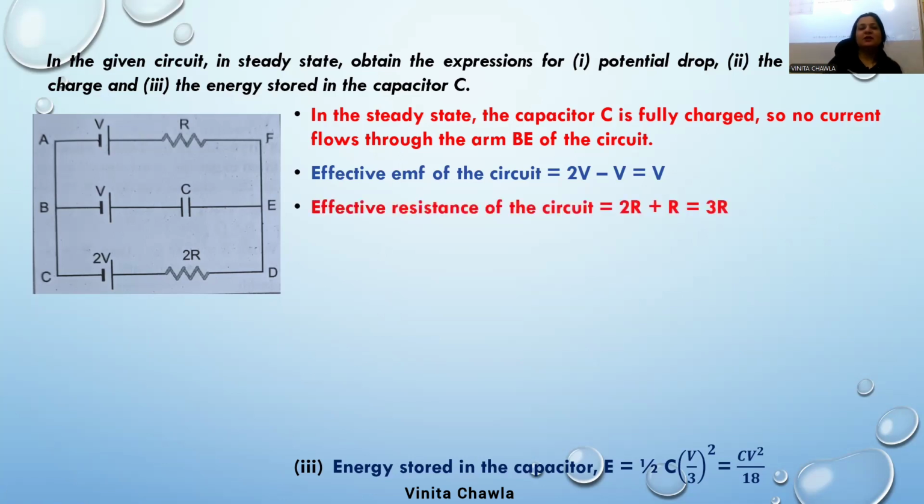Effective resistance of the circuit would be 2R plus R. See, if we are assuming that this part of the circuit is not existing, then we can consider both the resistors in series. And in series, we simply add the resistances to get the effective resistance. So 2R plus R is 3R.